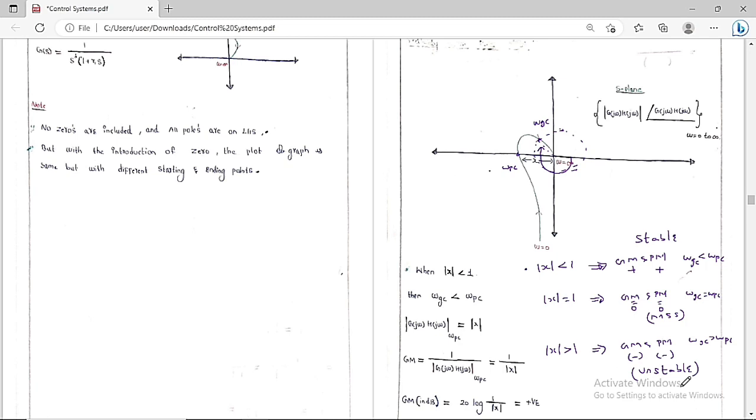So finally, in simple words, whenever the polar plot does not enclose the -1, 0, the system is said to be stable. Whenever the polar plot intersects the -1, 0, the system is said to be a less than stable system. And whenever the polar plot encloses the -1, 0, we can say the system is said to be an unstable system. So this is the thing I can say in simple words.